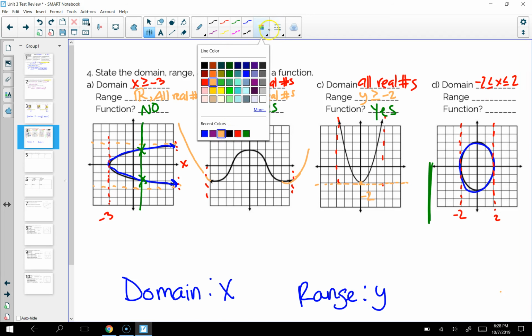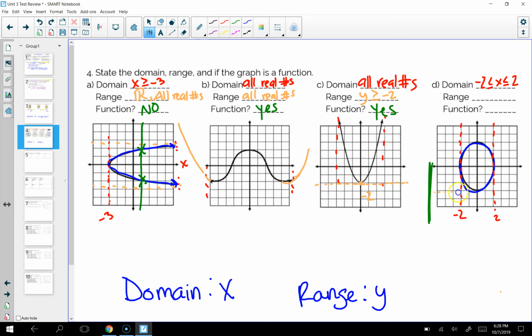Alright, how about the range? Well, same thing. This is as low as it goes, it turns. This is as high as it goes, and then it turns. So this is a y of 3. This is a y of -3. We always do the smallest one first. So -3. Your y's are literally in between -3 and +3.